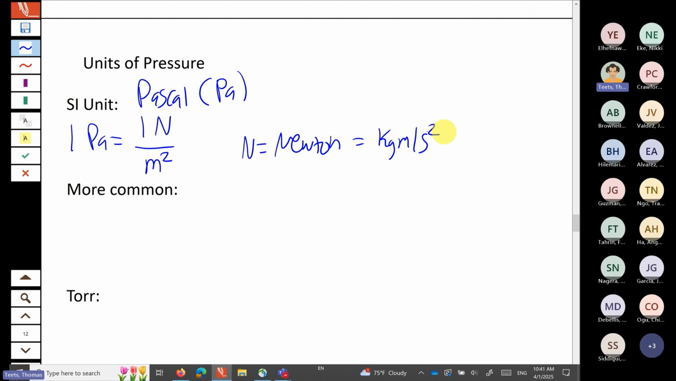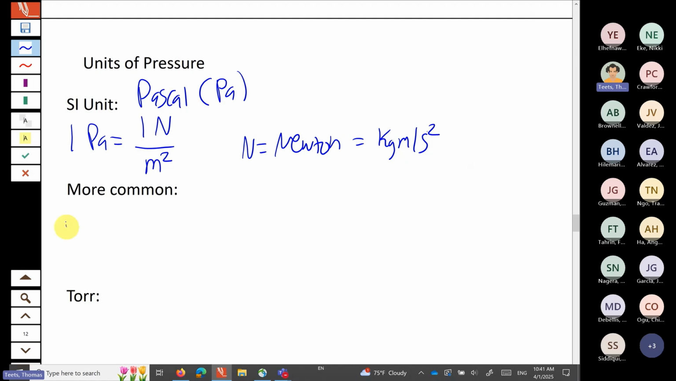Now, the Pascal is not a very useful pressure unit in most contexts because it's a very small unit of pressure. We'll give this number in a little bit, but 1 atmosphere, so the typical pressure of the atmosphere, is around 101,000 pascals. So it's a tiny unit, which means you'd have really large numbers. So we don't use it all the time, especially in chemistry.